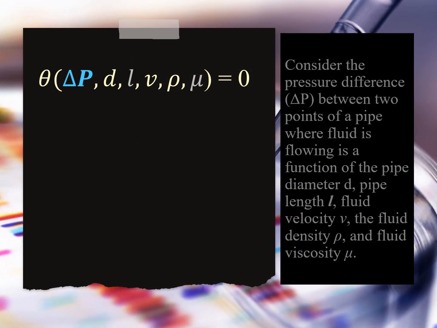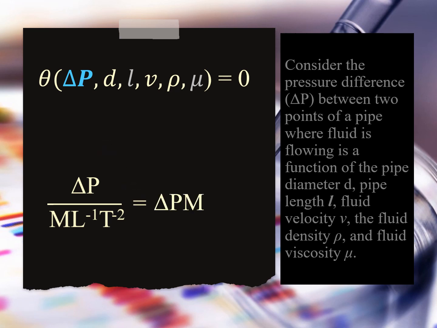For group 1, change of P has a dimension of ML raised to negative 1, T raised to negative 2. To make it dimensionless, we simply divide it by the dimension. Thus, you have change of P over ML raised to negative 1, T raised to negative 2. We can, of course, write this also as change of P times M raised to negative 1, L, T raised to 2.